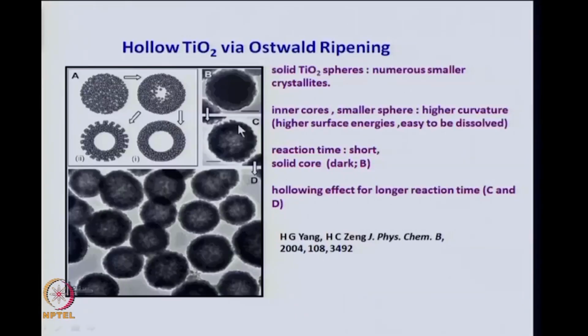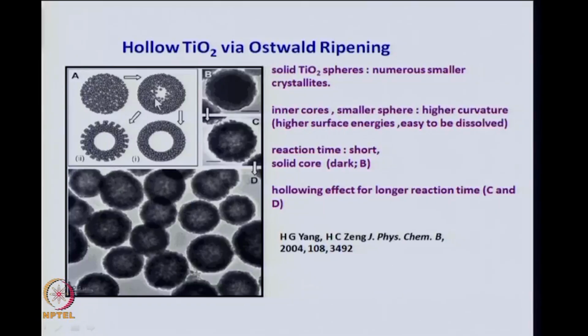This is an example of hollow titanium dioxide forming through the Ostwald ripening process. You see solid TiO2 spheres. Initially there are numerous small crystallites, which you can see in this model. As time goes on, the inner cores, which are smaller spheres, have higher curvature and higher surface energies, and they dissolve, and you get larger particles towards the edge.